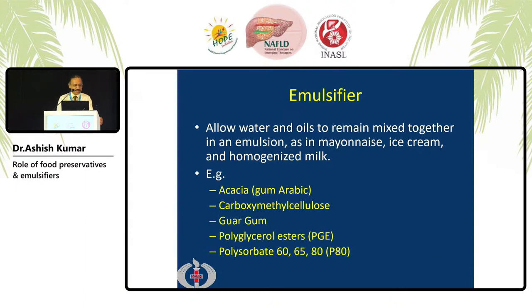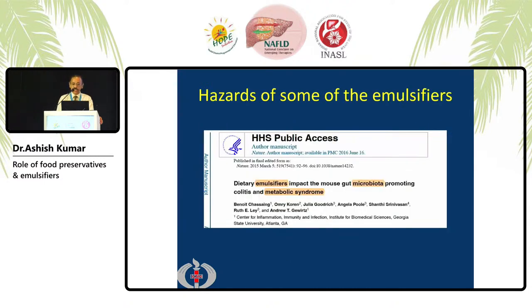Similarly, emulsifiers allow water and oil to remain mixed together in an emulsion, as in mayonnaise, ice cream, and homogenized milk. Examples of emulsifiers are multiple, like carboxymethylcellulose, guar gum, polyglycerol esters, and polysorbate. There were one or two papers which showed some hazards of emulsifiers: they can impact gut microbiota, cause metabolic syndrome, and promote colitis.